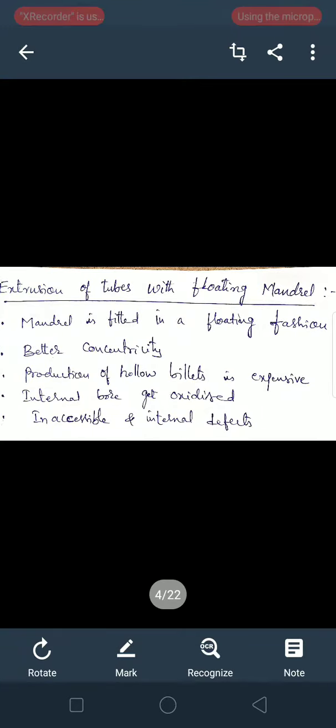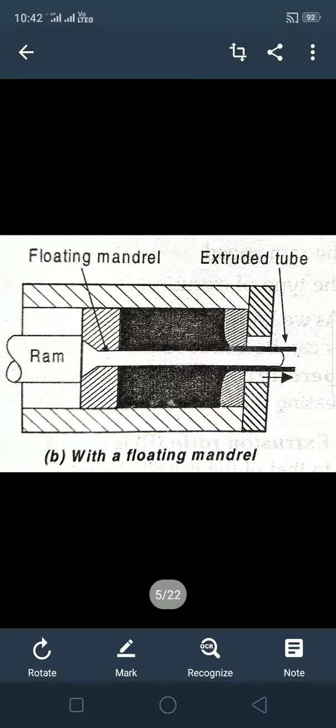The production of a hollow billet is expensive, and the internal bore also gets oxidized while heating, resulting in inaccessible internal defects in the extruded tube. This problem can be overcome with the use of a solid billet. Look at the picture.